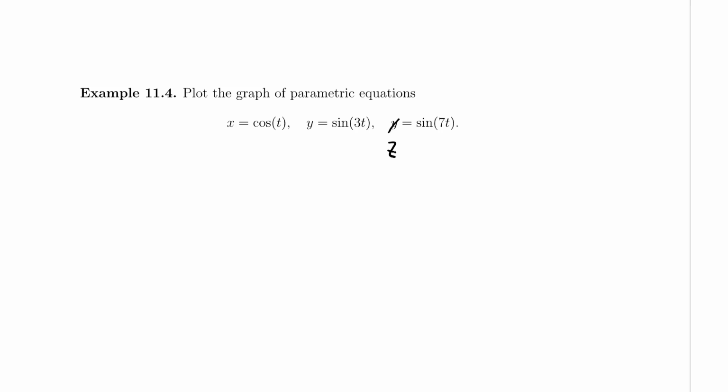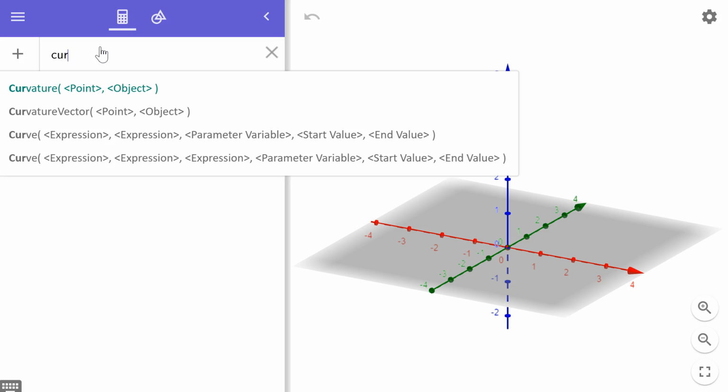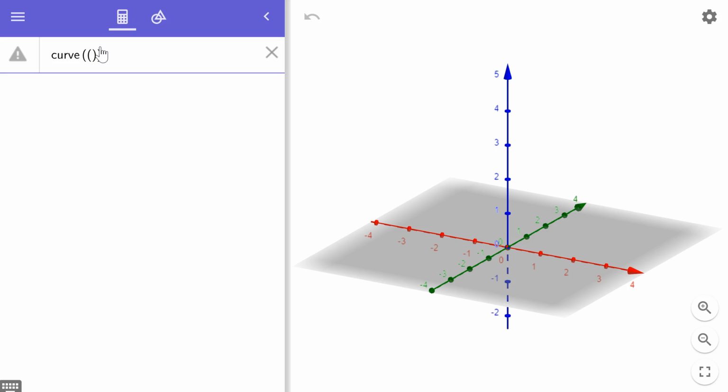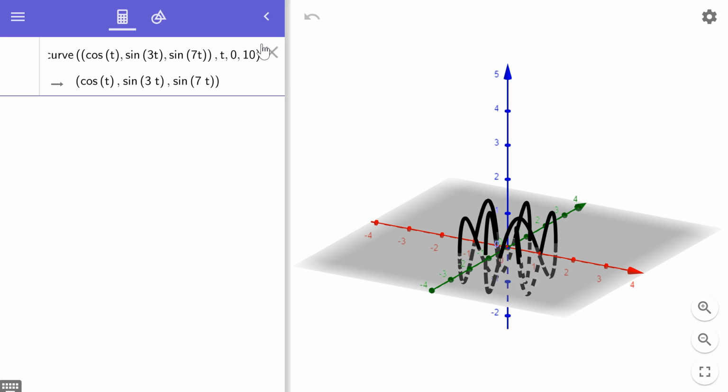So let's sketch what the graph of this is going to look like. Let me do my usual thing. It's going to be the curve. The first coordinate is going to be cosine of t. The second coordinate is going to be sine of 3t. And then the third coordinate is going to be sine of 7t. And I'm going to let my t run, let's say, from 0 to 10.